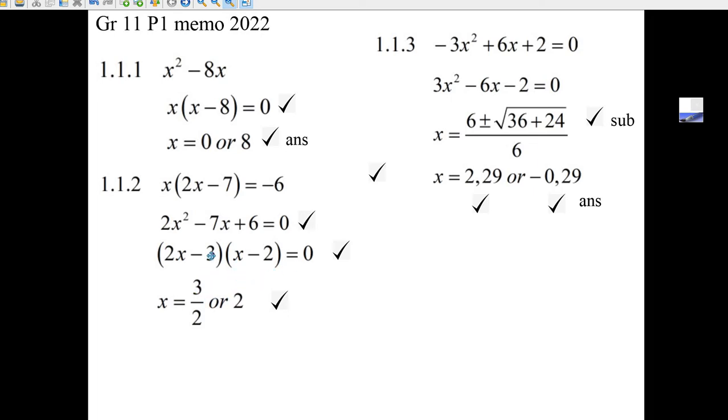Now you're looking at your two answers. 3 over 2 makes that equal 0 if you put in 3 over 2 there, or 2 minus 2 is equal to 0. So those are your two solutions.